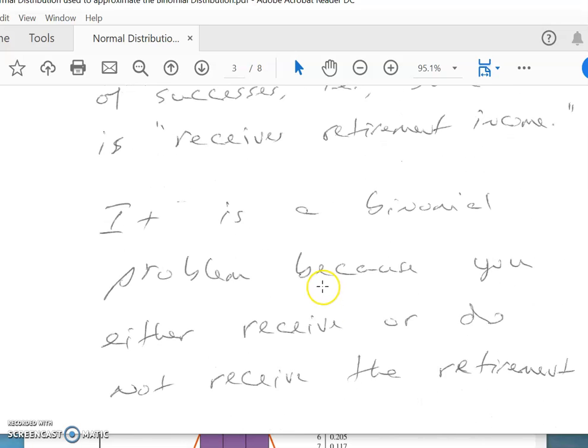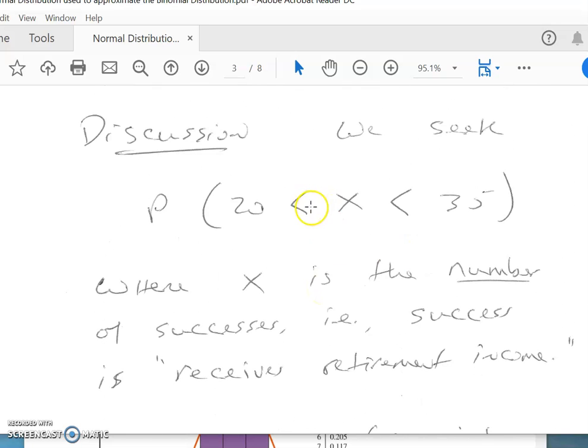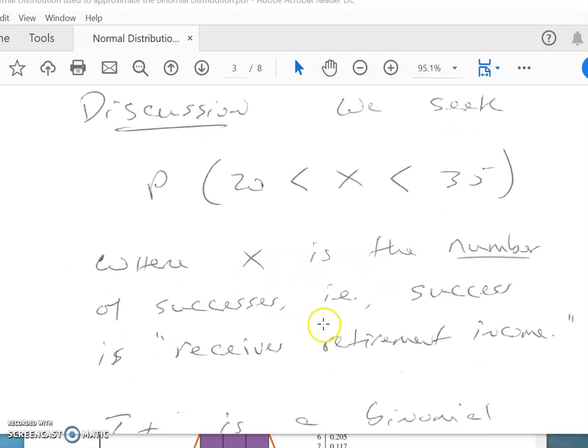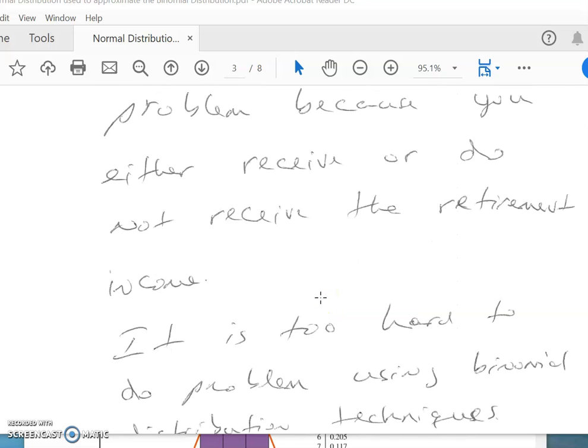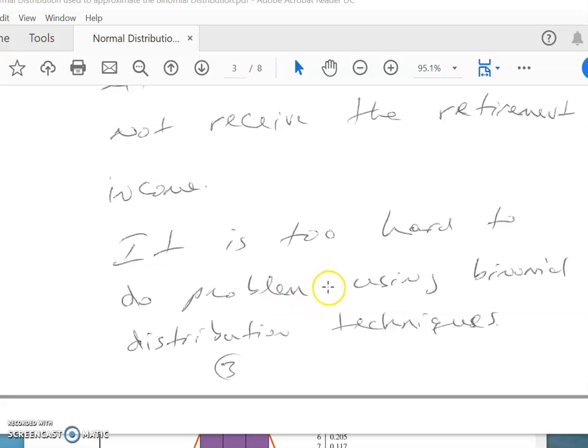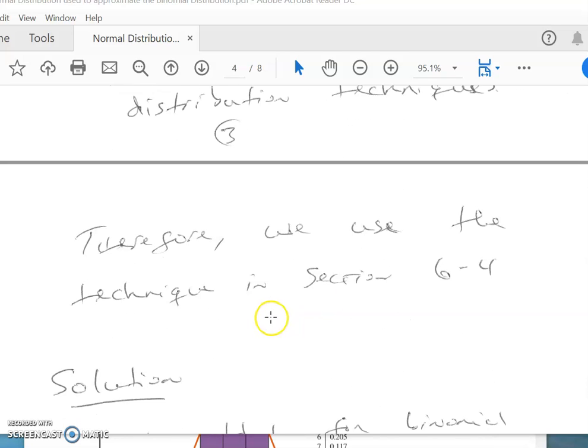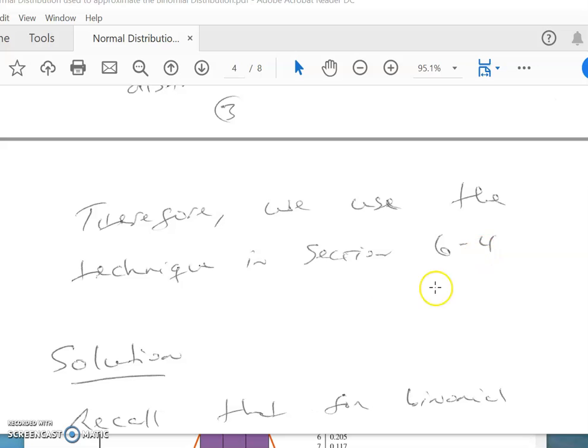Well, can you imagine trying to solve this using that crazy binomial formula? You'd have to do the probability of x is 21, probability x is 22, 23, 24. You'd have to do all those calculations, it would be just way too hard. So what we do is we say, okay, it's close enough for us to use the normal distribution to approximate it. It's too hard to do the problem using binomial distribution techniques, so we're going to use the technique in section 6-4.